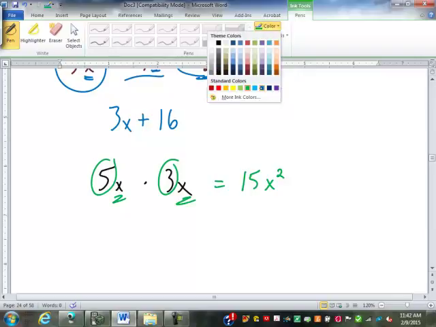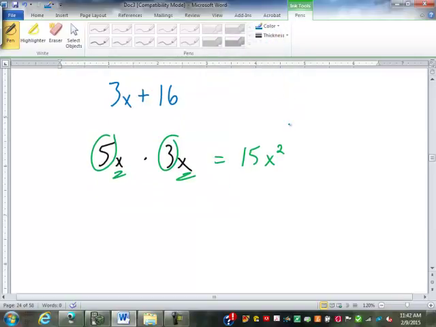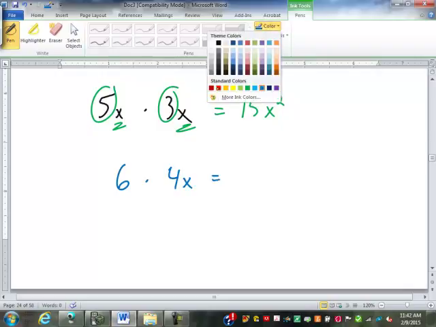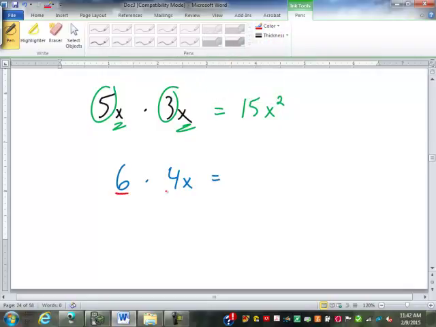Also, when we multiply, we don't need to have the same name. We could have 6 times 4x. And even though those have different names, we can still combine them. Combine the counts. 6 times 4 is 24. Now, a lot of times we'll say nothing times x is x. But remember, this is really the place value here of 1s times x is just x. So 24x.